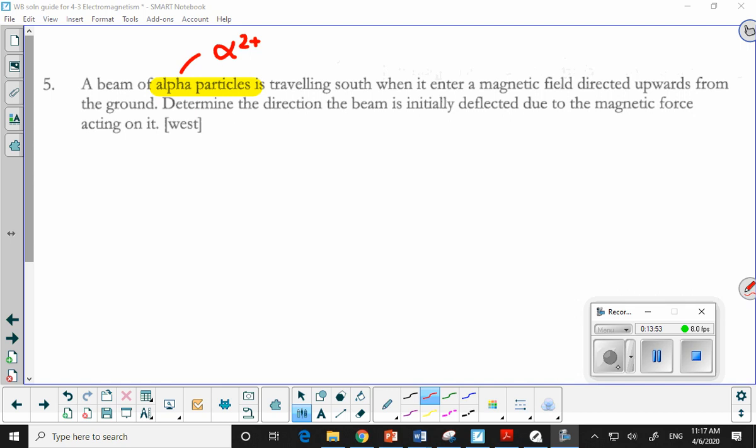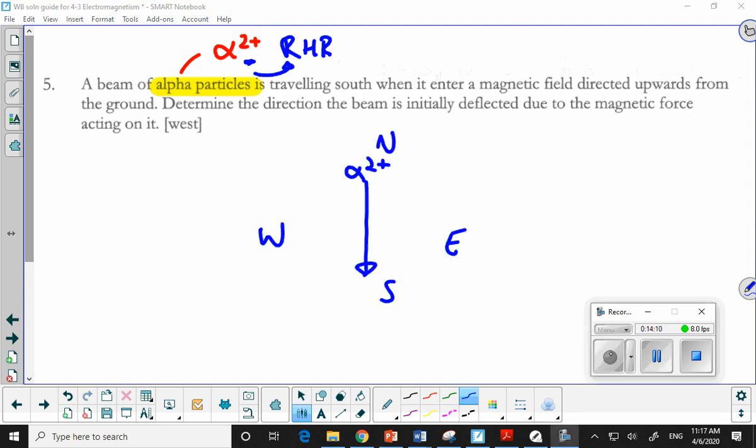So we start off, we read that it's a beam of alpha particles. And the first thing you have to realize is because it's alpha particles, you now have to use your right hand rule. Anytime it's positive, we're using the right hand. So the question tells us those alpha particles are moving south. So I've drawn that in place here, alpha particle going south. That's going to be the direction of our right thumb. The magnetic field, it says, is directed from the ground, which means coming out of the page.